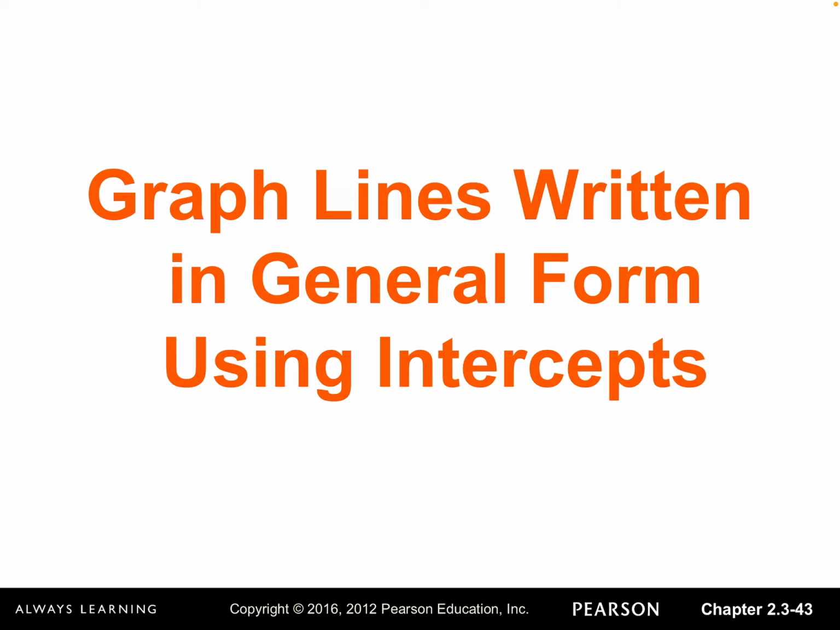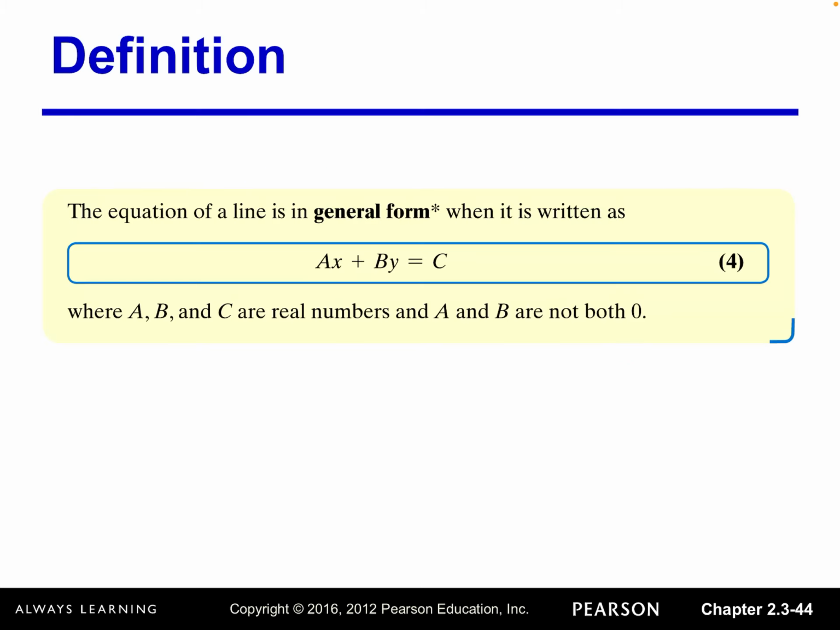Now let's see how we can graph lines written in general form using intercepts. So what is the general form of a line equation? Any line equation can be given in this kind of format: ax plus by equals c. In other words, both variable terms are moved to the left-hand side of the equation, and the constant term is moved to the right-hand side. This kind of form is called the general form of a line equation. Here, a, b, c are all real numbers, and a and b are not both equal to 0.